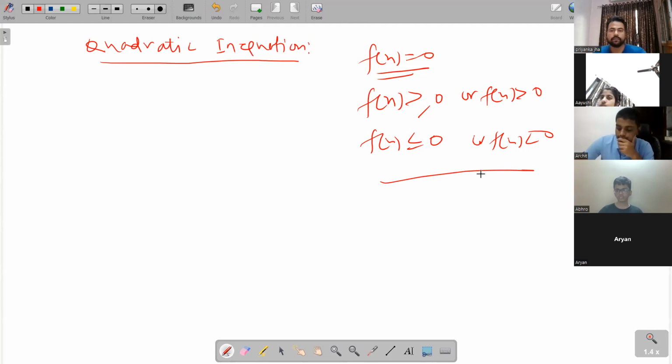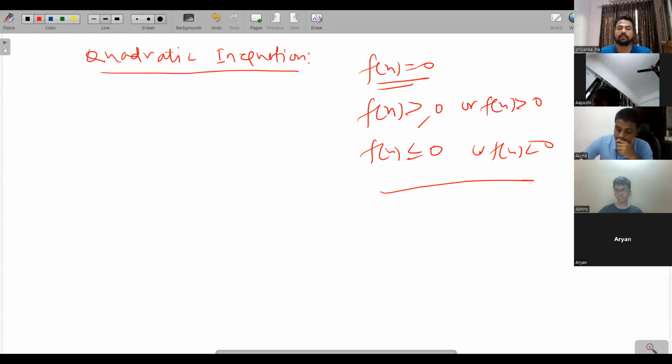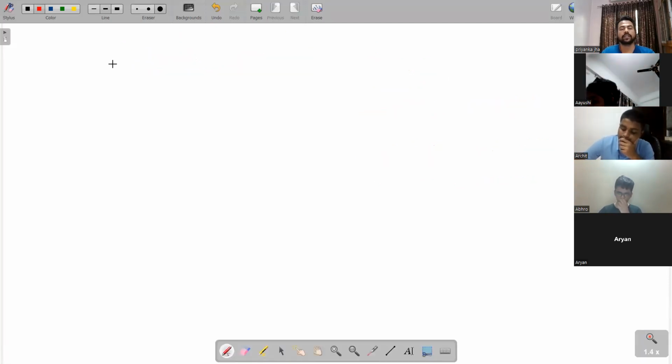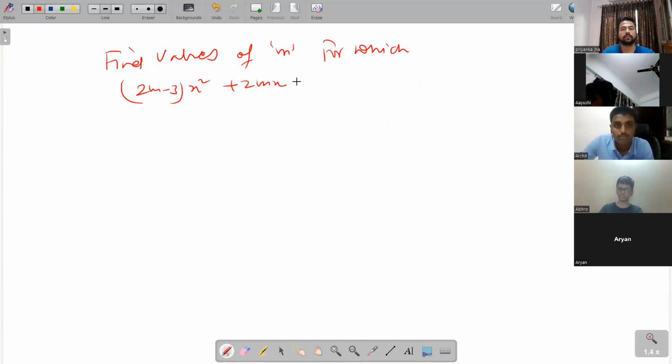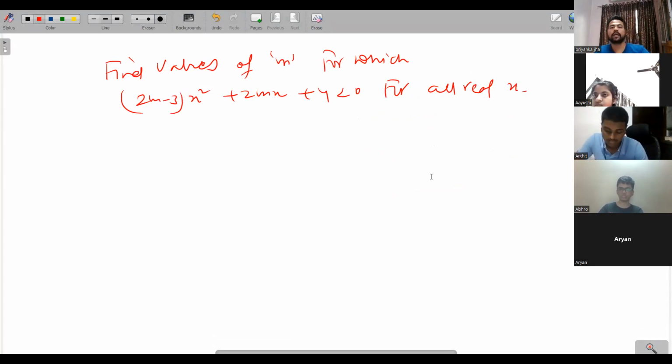Inequality, right? Now, we'll take some questions. See, the question says: find values of m for which (2m minus 3) x squared plus 2mx plus 4 is less than 0 for all real x. For all real values of x, this has to be less than 0.